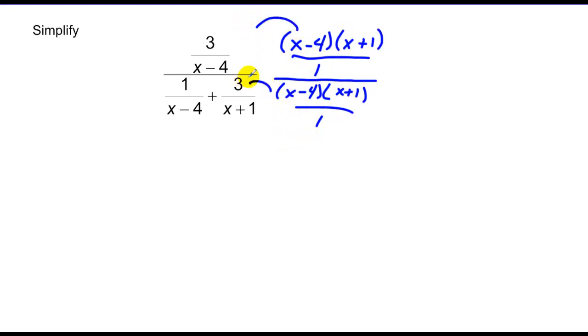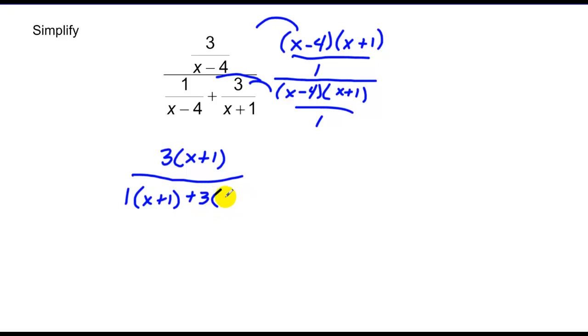Multiply, distribute. You'll notice in this case the x minus 4 is reduced, leaving me with the 3 times an x plus 1. In my denominator term, the x minus 4 reduces. I'm left with that 1 and the x plus 1, and then the x plus 1 reduces, and I'm left with a 3 and the x minus 4.